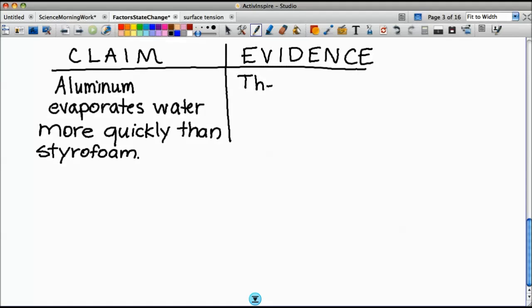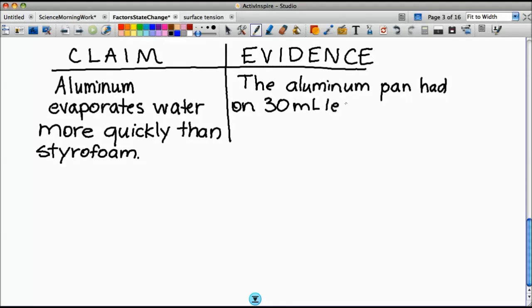The aluminum pan, or aluminium if you're from Britain, the aluminum pan had only 30 milliliters left. But the styrofoam one still had 35 milliliters left.